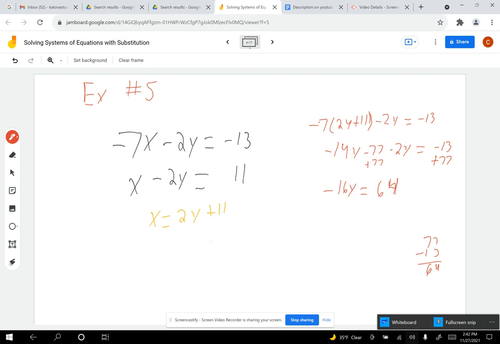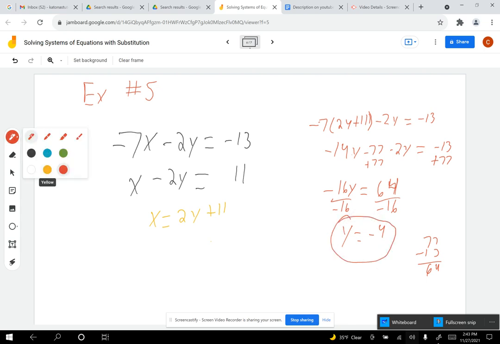So now, make sure I didn't mess anything up. Negative 14 plus negative 2 is negative 16. Add 77 to both sides. Negative 13 plus 77 is 64. Then we divide by negative 16. And y equals negative 4, if I'm not mistaken. And that is correct. So now we have negative 4 for y.